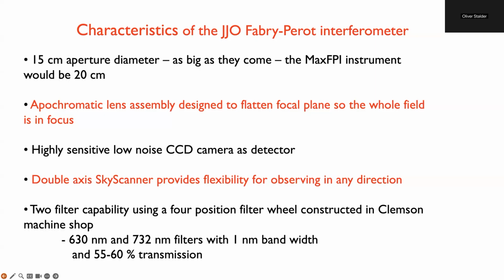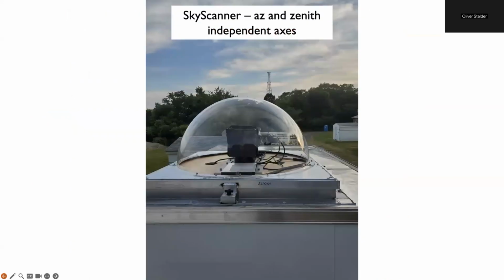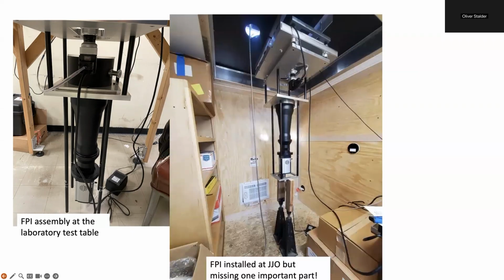This is the Jenny Jump Observatory in upstate New Jersey. That trailer is where HODI was located. And this is the sky scanner. And this is the instrument itself. The 15 centimeter etalon is in that upper black chamber. The camera is at the very bottom, and the black area in between is the achromatic lens assembly. And this shows the filter wheel assembly as well. The etalon is missing in this picture to the right.